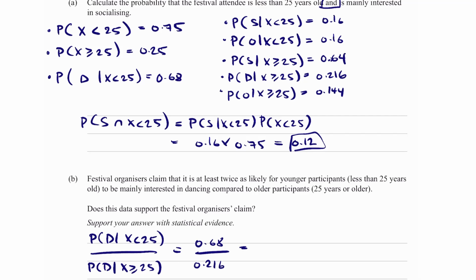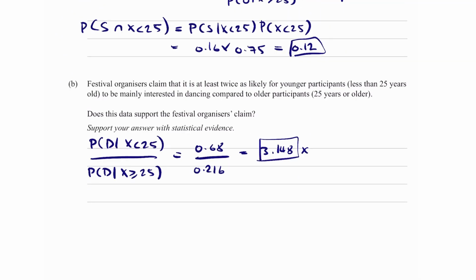Now 0.68 divided by 0.216 gives us 3.148. So we're saying the younger participants are 3.148 times more likely to be interested in dancing compared to older participants. So is it at least twice as likely? Well, we know 3.148 is bigger than 2. Therefore, the data supports the claim.